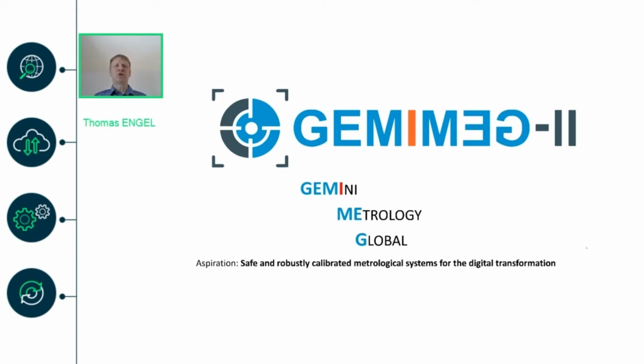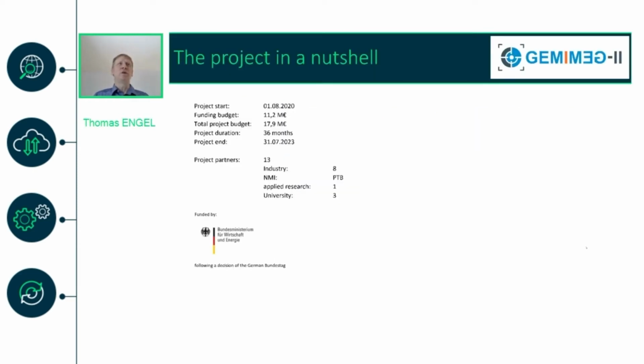Our aspiration is to create a safe and robustly calibrated metrological system for the digital transformation. To give you a brief overview, here's the project in a nutshell. We started in August last year. The funded budget is about 11 million euros. The total project budget is in the range of 18 million. The project duration is 36 months, and we have in total 13 partners.